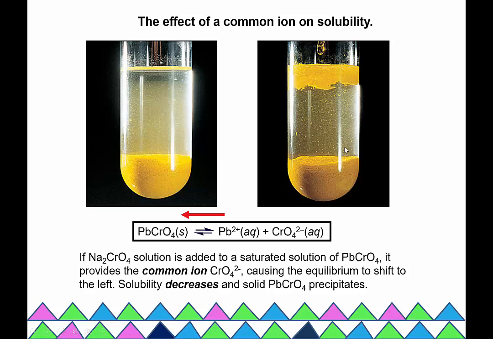This is just an example from the Silberberg textbook that some of you may have used for general chemistry. It's showing that for a particular example, lead chromate, if sodium chromate is added to a saturated solution of lead chromate, it provides this common ion, causing this insoluble salt to precipitate out of solution.